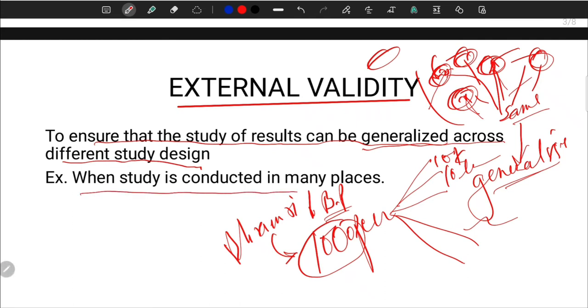For example, when we conduct the same study in many places, then we get external validity, so we can generalize the results.